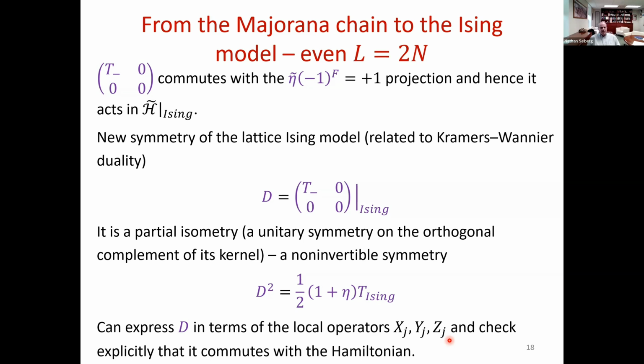So the way I motivated it here was starting with the fermions, and then I had a construction with fermions, and then I did the bosonization or the sum over spin structures and derived the Ising model, and derived this operator. I could have short-circuited this whole thing and pulled out of a hat an expression for D in terms of X, Y, and Z, and checked explicitly that it commutes with the Hamiltonian, that it's not invertible, and it satisfies this algebra. All these things can be done very explicitly on the lattice.